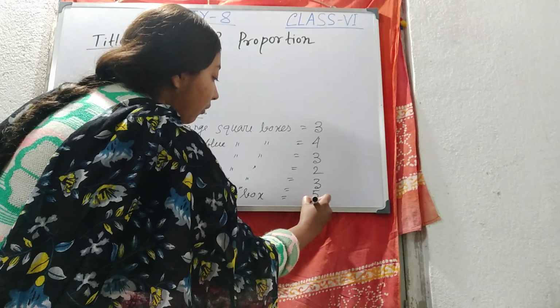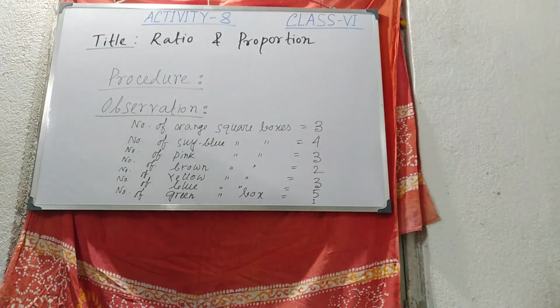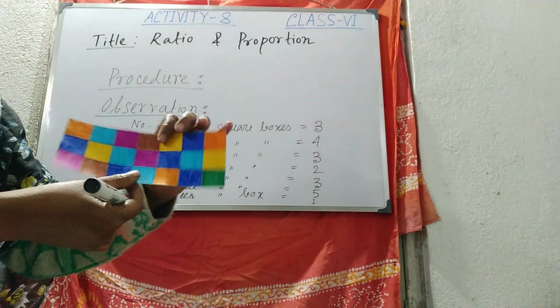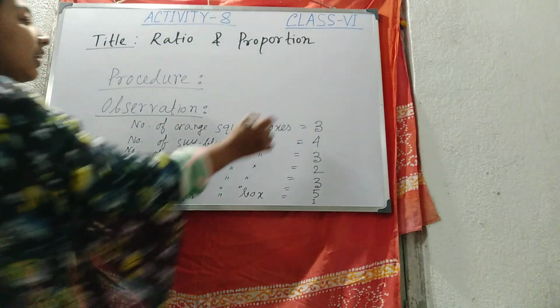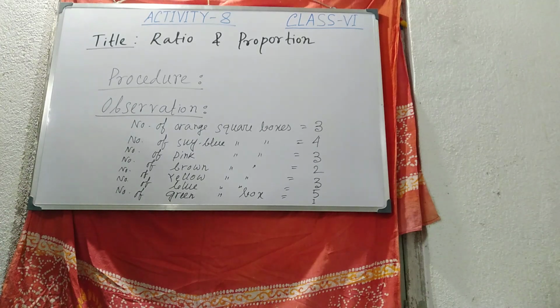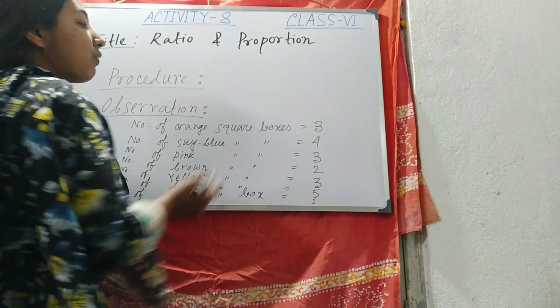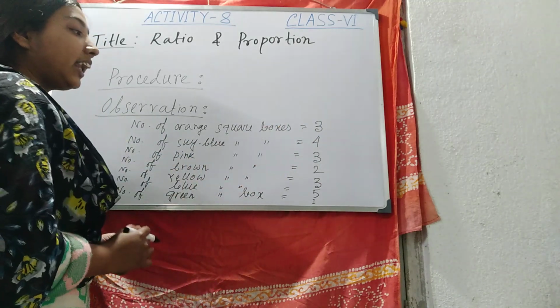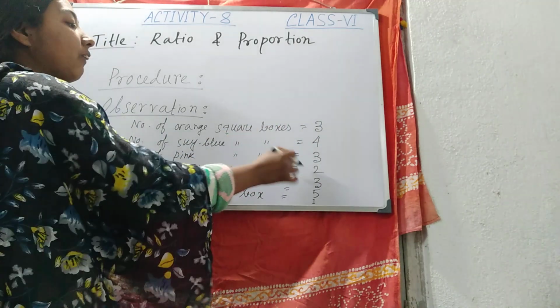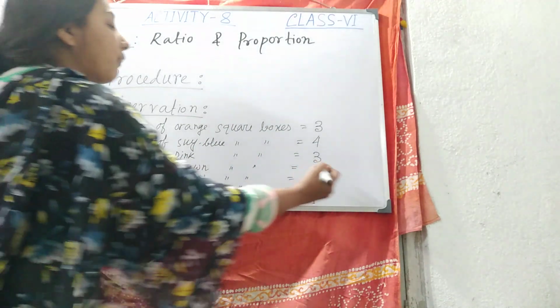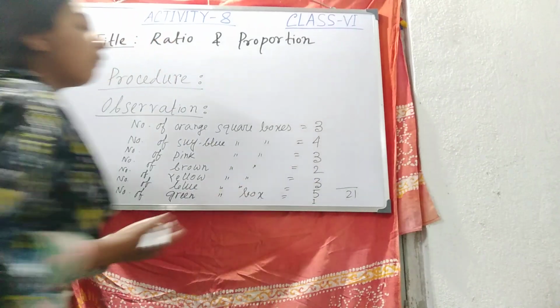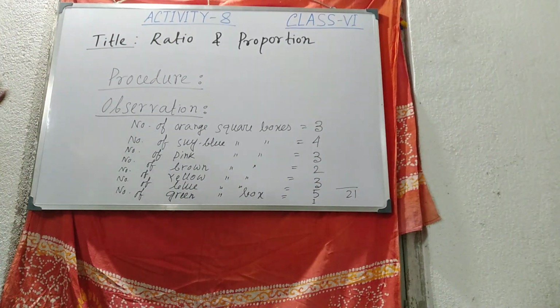Now as I have taken 21 square boxes, we can cross-check by counting these numbers, whether we are getting exactly 21 or not. So 3 plus 4 is 7, 7 plus 3 is 10, 10 plus 2 is 12, 12 plus 3 is 15, 15 plus 5 is 20, plus 1, yes, we are getting 21. It means we have not missed out any square boxes.